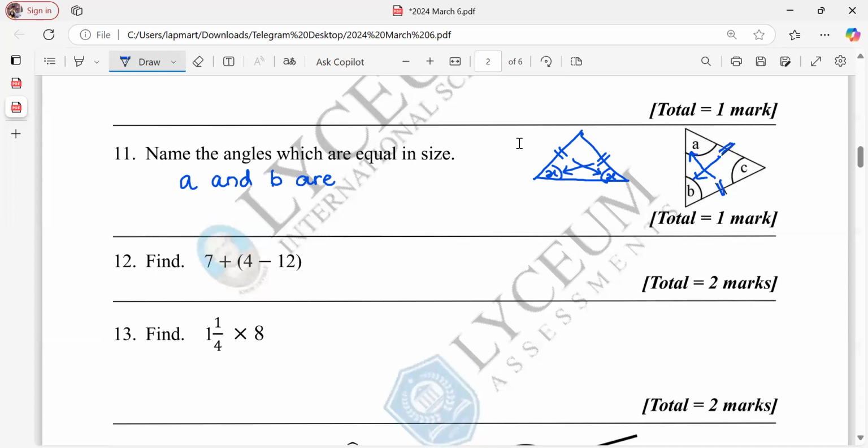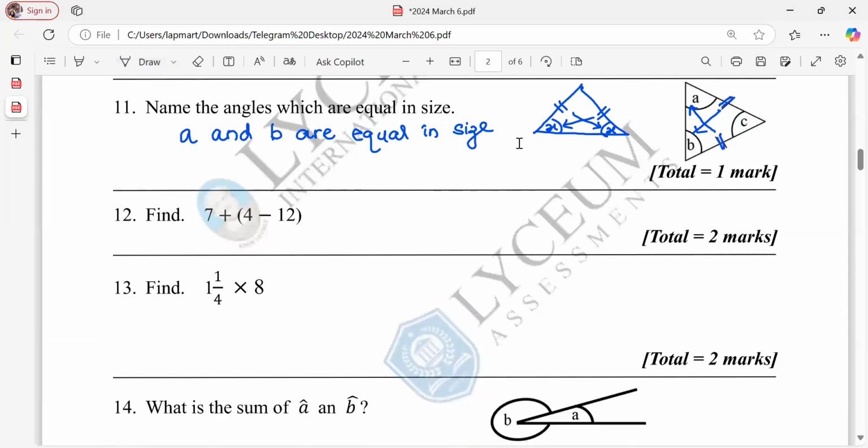They ask, what are the equal angles? A and B are equal, or else we can write they are equal in size. Okay, the reason is this is an isosceles triangle. So let's move to the next question.